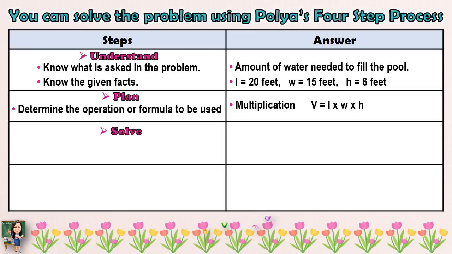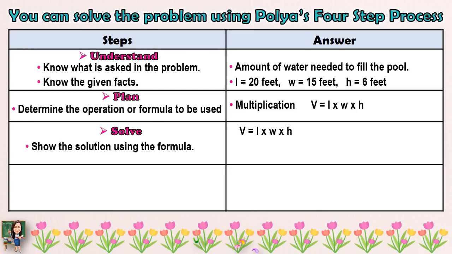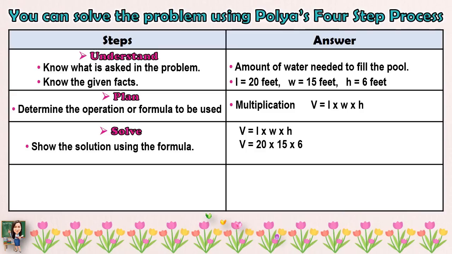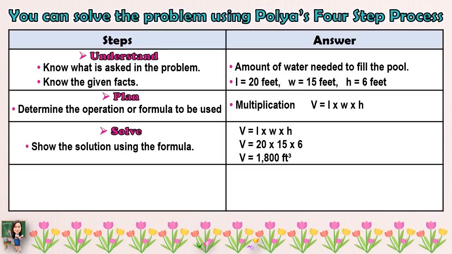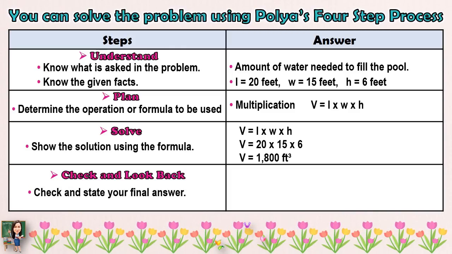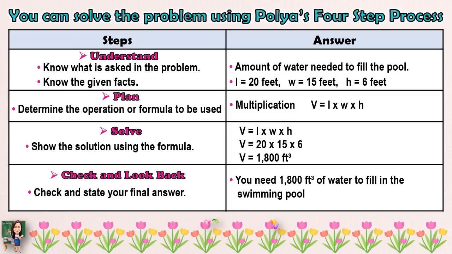Third step is to solve. Show the solution using the formula. The formula is volume equals length times width times height, where the length is 20, the width is 15, and the height is 6. 20 times 15 times 6 equals 1,800 cubic feet. And fourth step, check and look back. Check and state your final answer. The final answer is you need 1,800 cubic feet of water to fill the swimming pool.